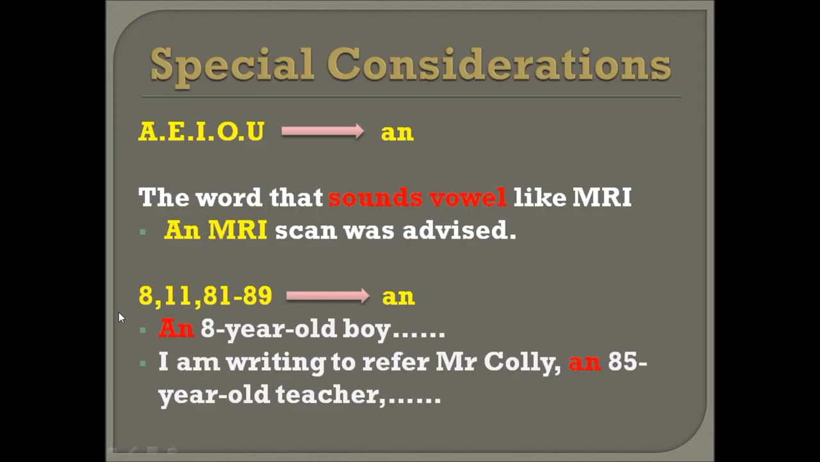Okay, we will also put the article "an" with 8, 11, and 81 to 89. An 11-year-old boy, an 8-year-old boy, an 85-year-old man. We will put it like this. An 8-year-old boy. I am writing to refer Mr. Kohli, an 85-year-old teacher. So always use the article an.